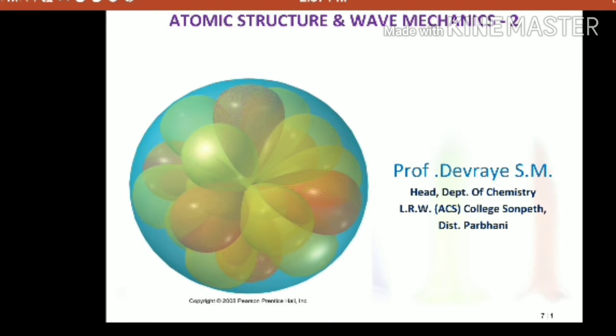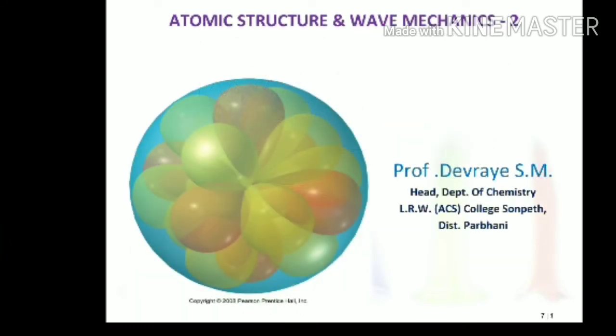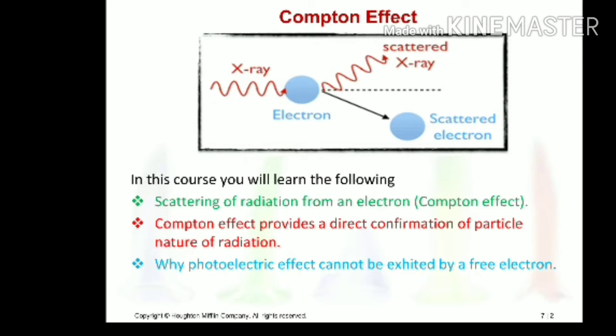Today we will study the next part of atomic structure and wave mechanics. The topic is the Compton effect. The figure shows the Compton effect, where X-rays striking electrons give them energy, and the X-rays get scattered. In this topic, we will see the Compton effect, which provides direct confirmation of the particle nature of radiation, and why the photoelectric effect cannot be exhibited by free electrons.